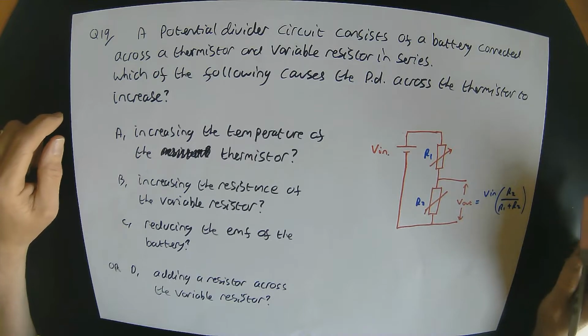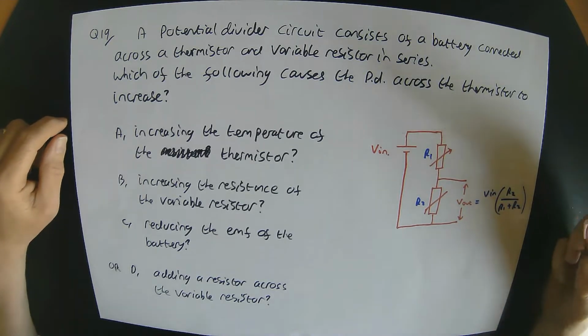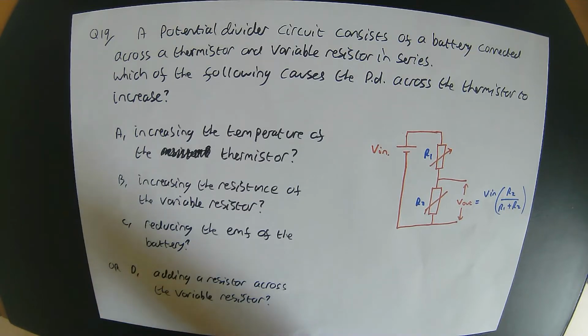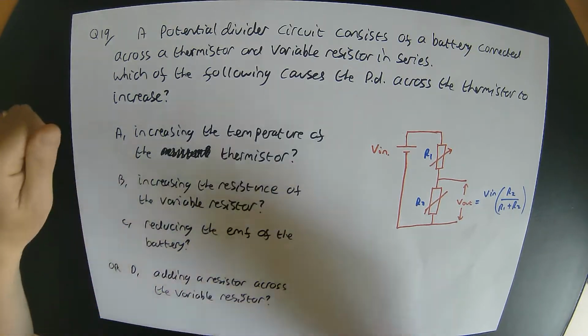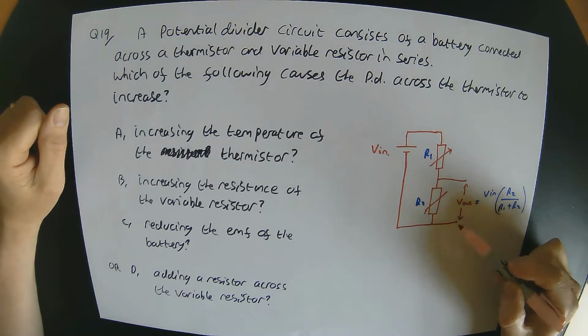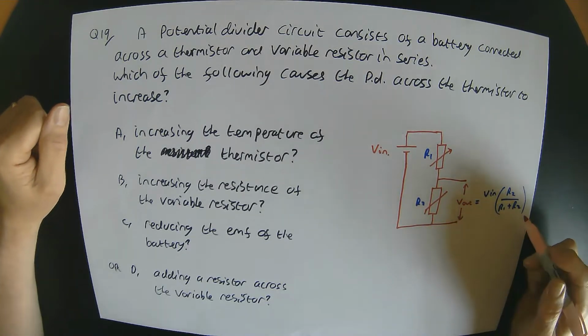Okay, so to help work through this, I've done a sketch and included the formula here. What we want to know is which of these 4 things will make the PD across the thermistor increase. That's this potential difference V out here that I've labelled here.